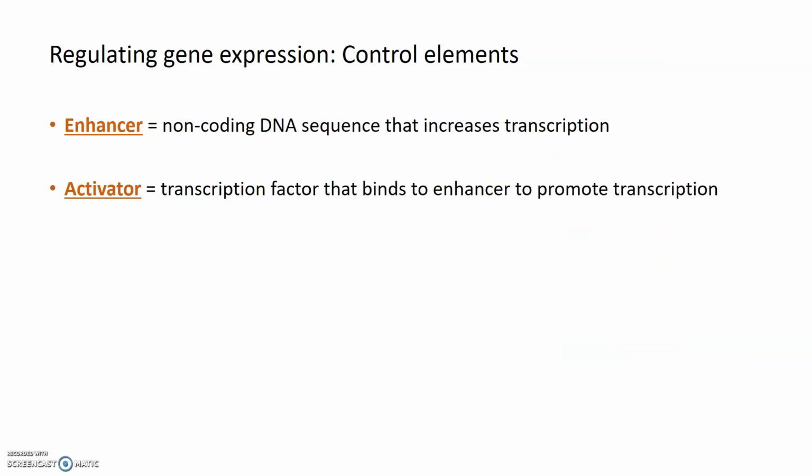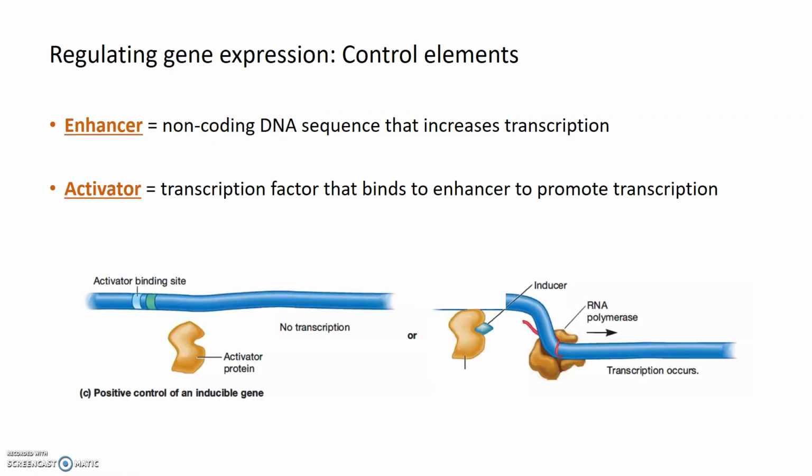There are also control elements within the DNA itself that act to turn gene expression on and off. So not only does access to the DNA matter, but the sequences around the DNA also matter. There's a sequence in the DNA that does not code for a protein, but it does signal an increase in transcription, and that DNA sequence is what's known as an enhancer sequence. There is a particular protein called an activator protein, which is a transcription factor that will bind to an enhancer sequence and promote transcription.